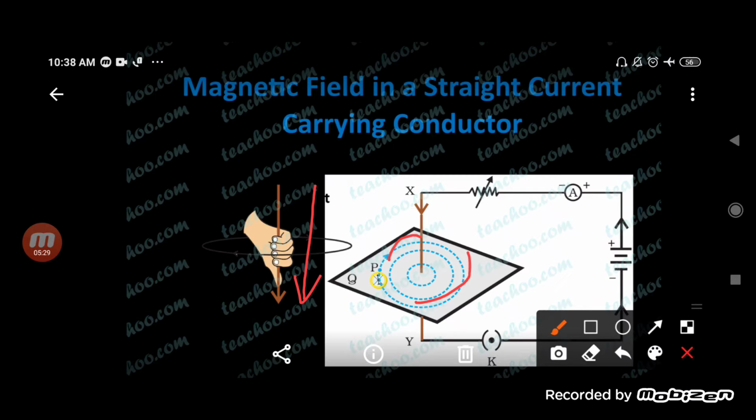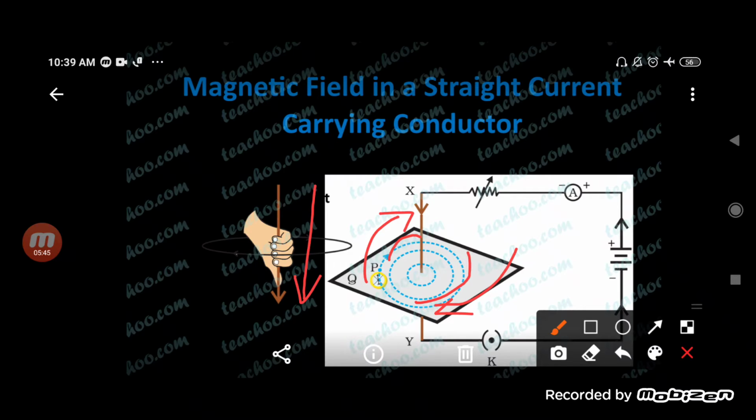So suppose the current is moving in the downward direction, then the magnetic field moves in a clockwise direction. As you can see here, the movement is in the clockwise direction. It will start from here and move like this, right?